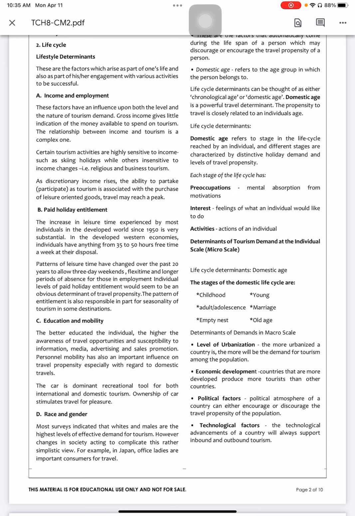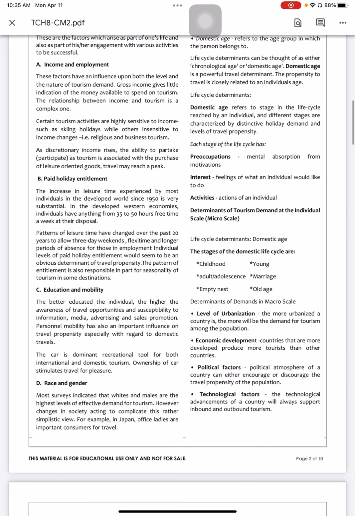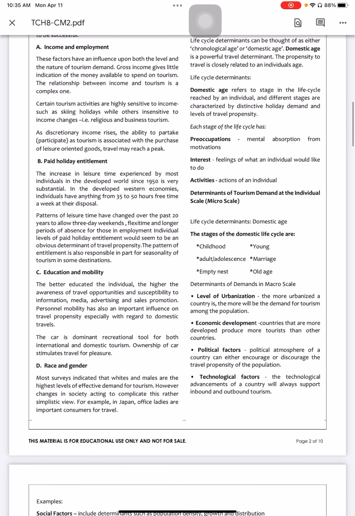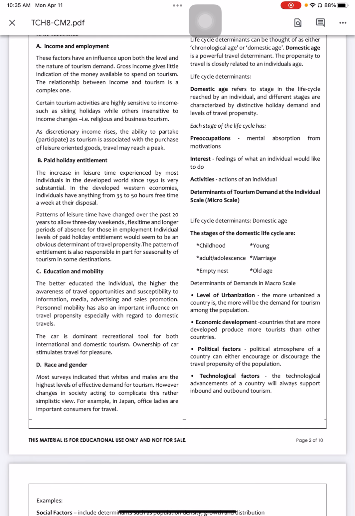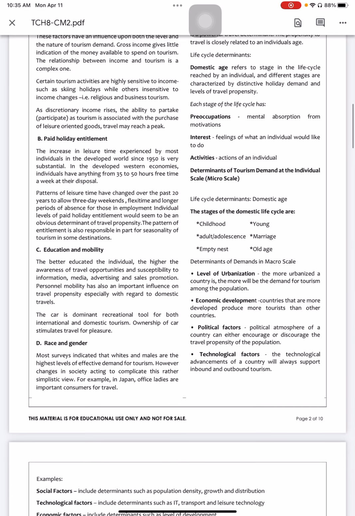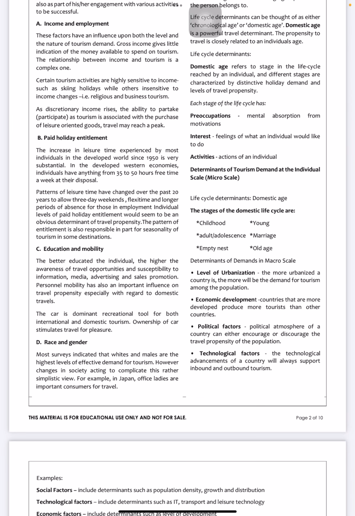So, domestic age. Life cycle determinants can be looked at as chronological age. When you say chronological age, it should be arranged based on, for example, month and day, so it is arranged according to the people or to the event that happened, one by one in the record. So domestic age refers to the stage in a life cycle reached by an individual, and different stages are characterized by distinctive holiday demand and level of propensity.